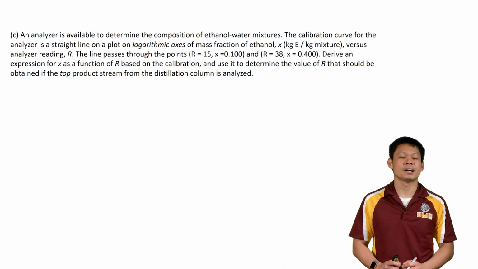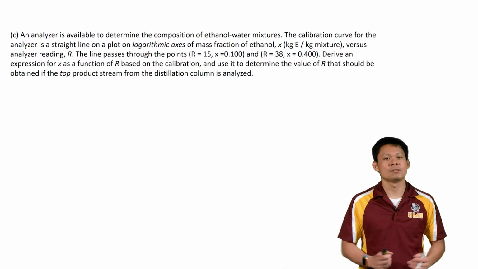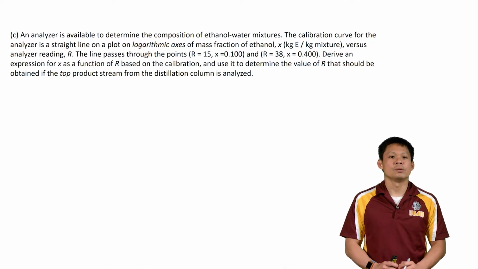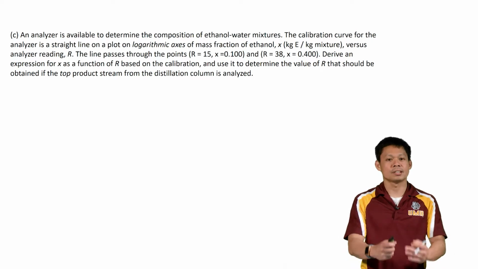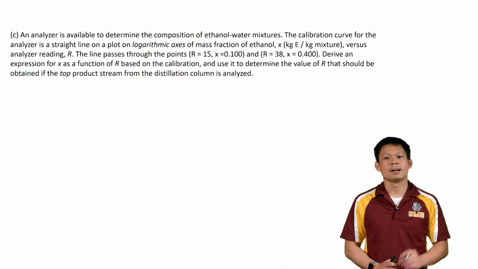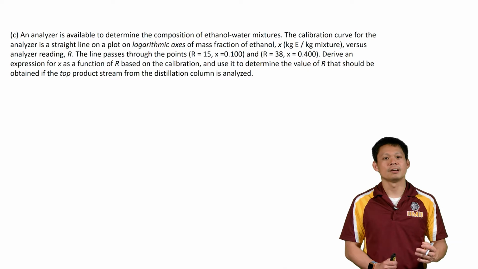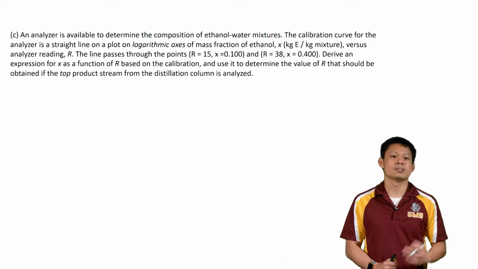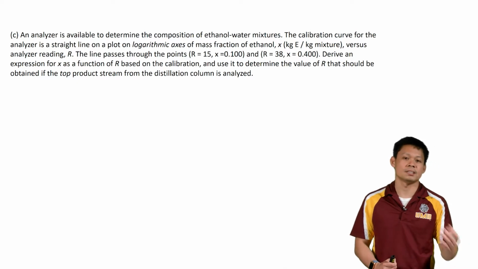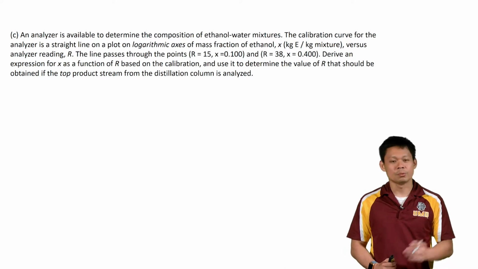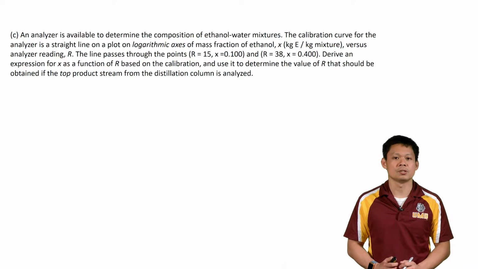We are told that the line passes through 2 points, so we have 2 of these calibration points. We are told to derive an expression for Xe as a function of R based on this calibration data that we are given, and use it to determine the value of R based on the top product stream. If you recall, the top product stream has 90% ethanol, so Xe is 0.90. We'll get there once we have developed the equation.